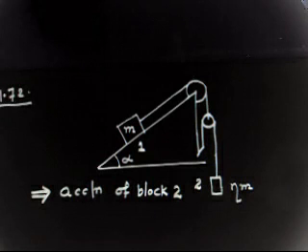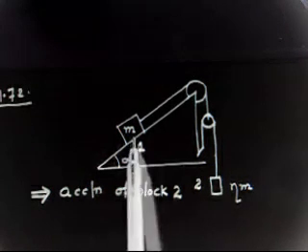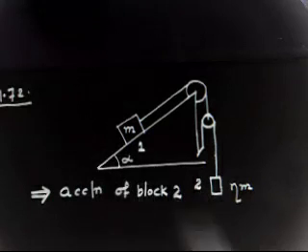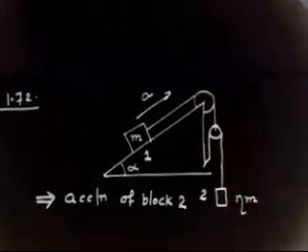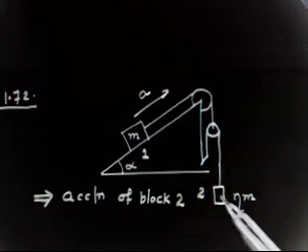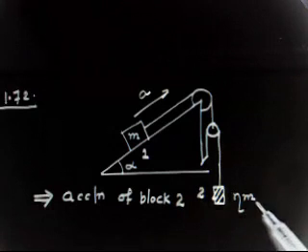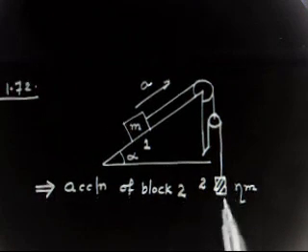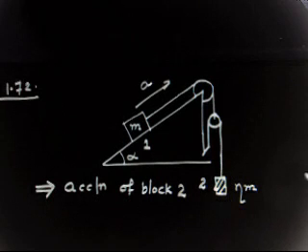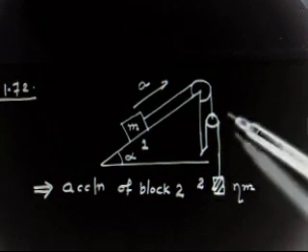This is a pretty easy problem basically. Only one thing we need: what is the relationship between the acceleration of this block and the acceleration of this block? So let us say the acceleration of this block is a, and I am going to ask a question. What is the acceleration of block 2 in terms of a? I have given you the acceleration of block 1 is a. Let me see how many of you are able to do this one.